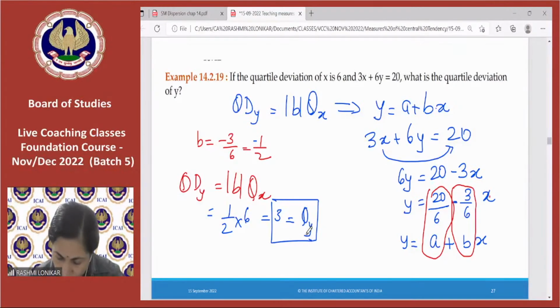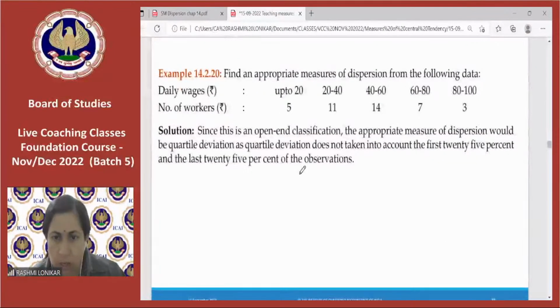Sakshi, how did you get 12? Yes, okay. Saima, I hope you've understood this.